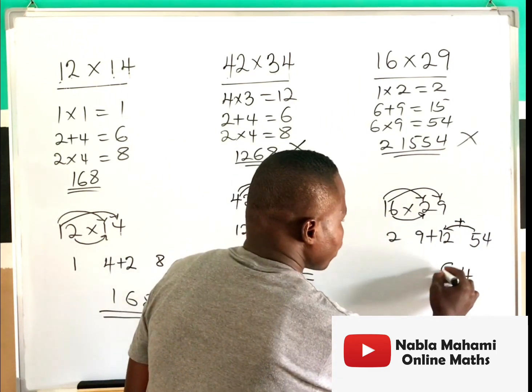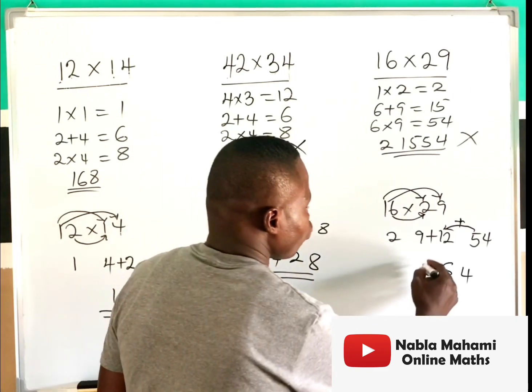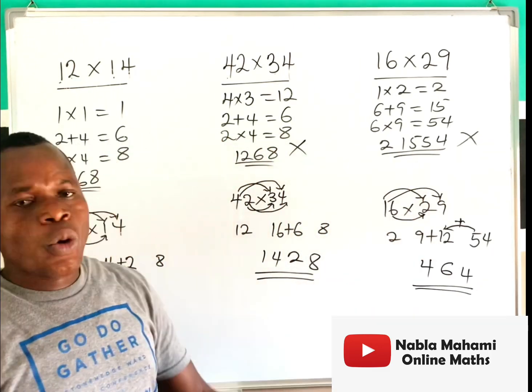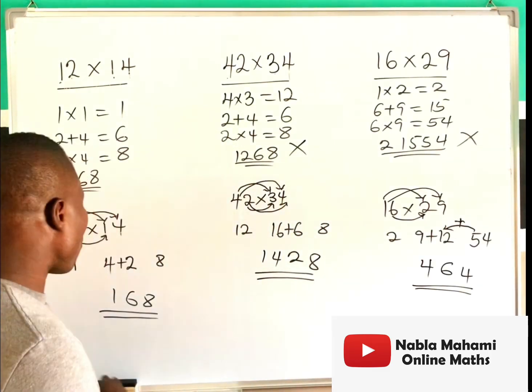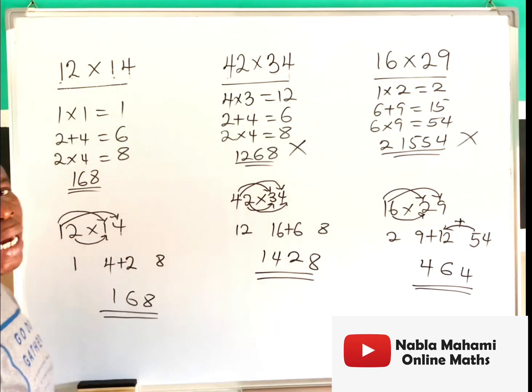What I'll do is that I'll write what? 6. And carry the 2 to the left hand side. So here is 2 plus the other 2, it will be what? 4. So meaning 16 times 29 is 464. And this is what we call the horizontal form. So this is the trick that we normally use if you are multiplying it this way.